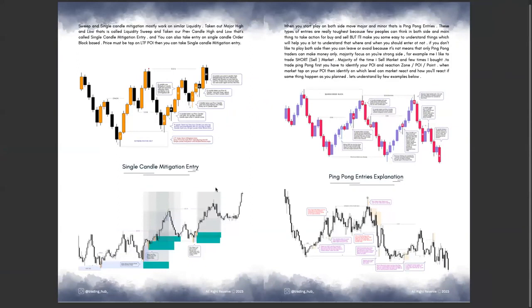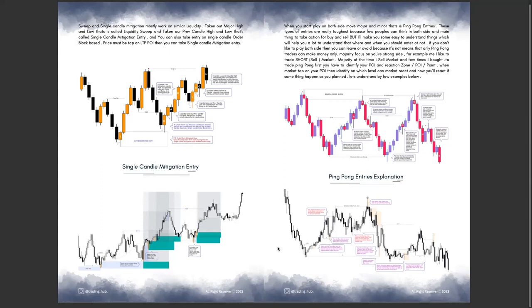Same thing happens here on the sell side, right? Single candle mitigation, right? These are ping pong, taking out the inducement, session high low sweep, and everything, right? The main thing is identifying the liquidity, finding the inducement, and buying or selling on a lower time frame.